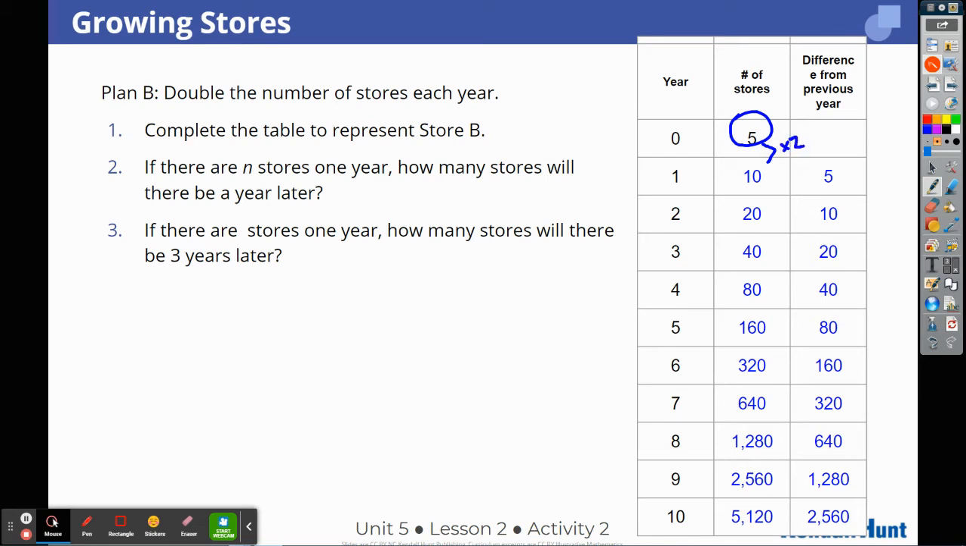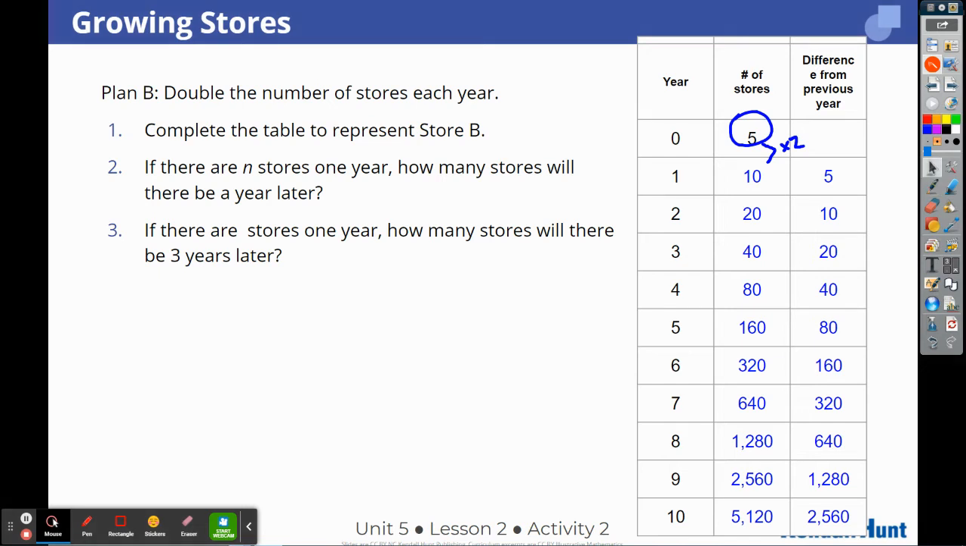So if we have n number of stores one year, how many stores will there be a year later? Well, we're essentially multiplying it by 2. So just 2n, or 2 times the number of stores that we have.